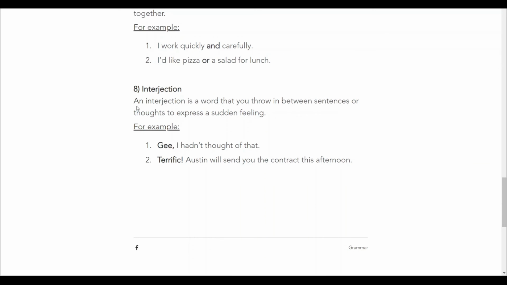Interjection. An interjection is a word that you throw in between sentences or thoughts to express a certain feeling. For example, Gee, I hadn't thought of that. Terrific! Austin will send you the contract this afternoon.